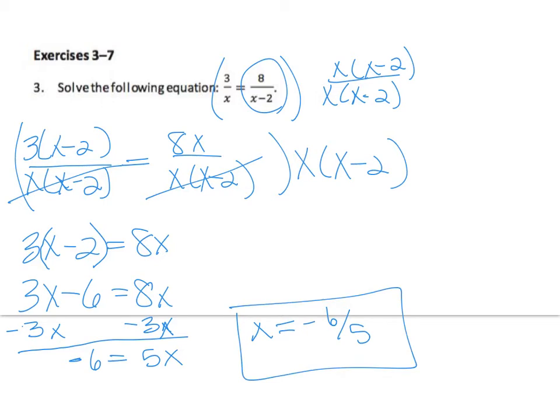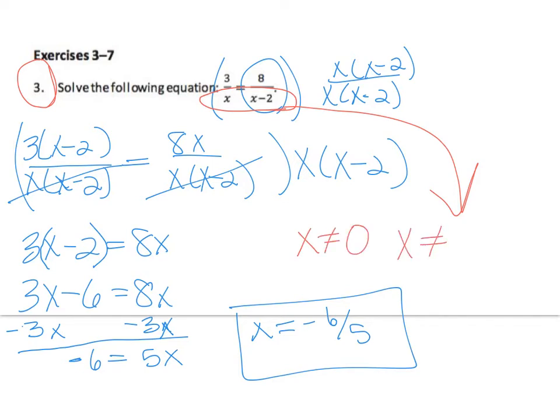Let's try another one. If we look back to number 3, and we look at our denominator, what solutions are we not allowed to have? x cannot equal 0, and x cannot equal 2. Luckily, we did not get 0 or 2. Okay.